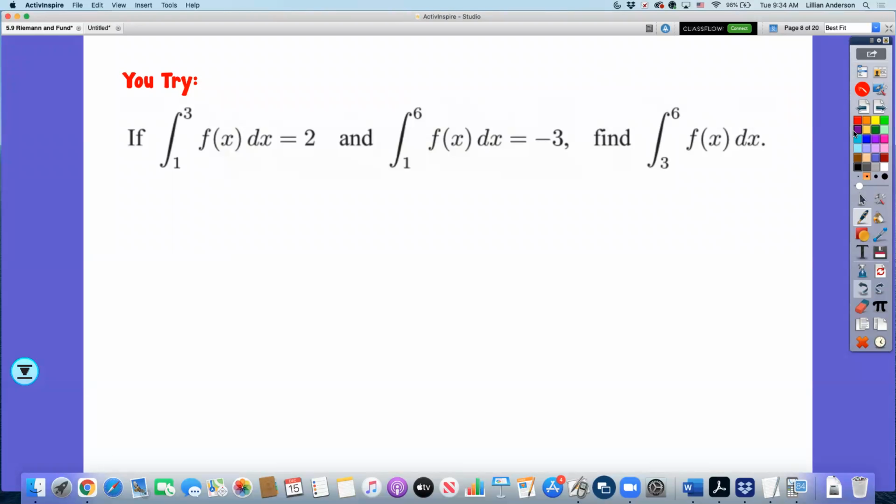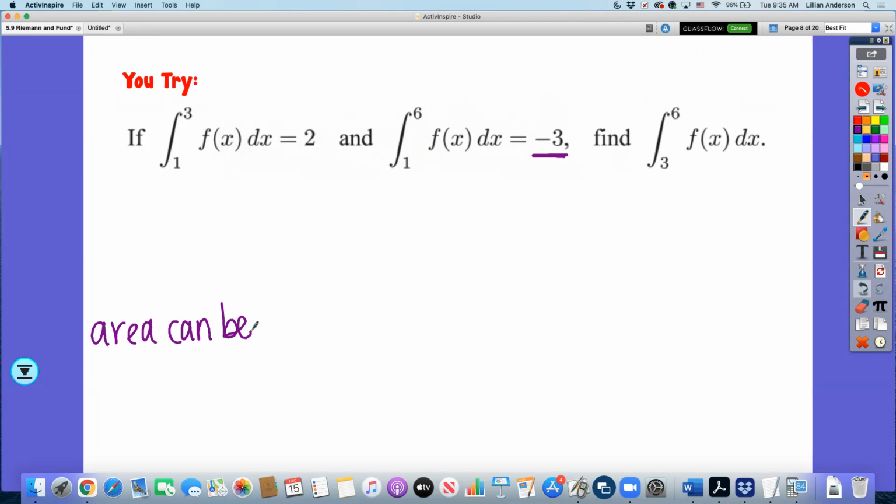So in this particular problem, it says if the integral from 1 to 3 of some function is 2, and the integral from 1 to 6 of that same function is -3, you have to find the integral from 3 to 6 of that function. Before we actually do this, did y'all notice it's -3? It's saying that area is a negative number. Area can be negative.